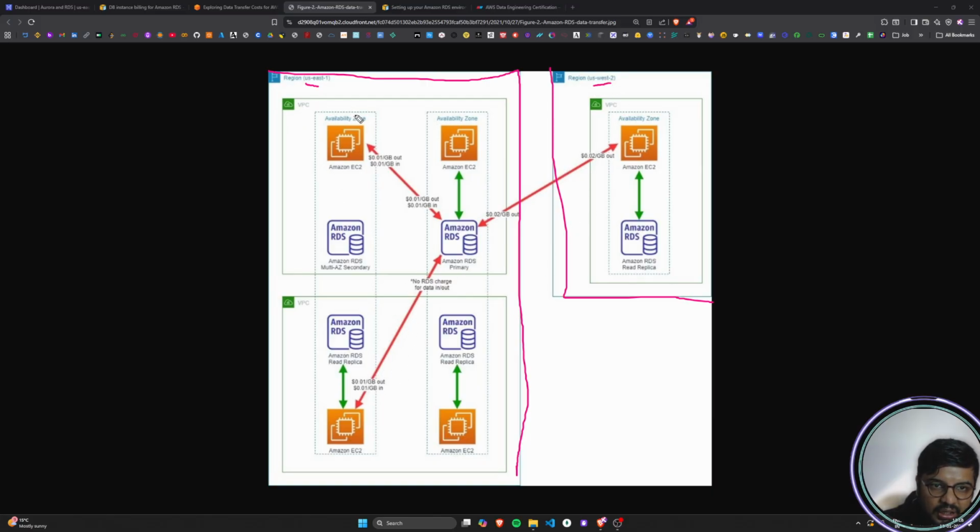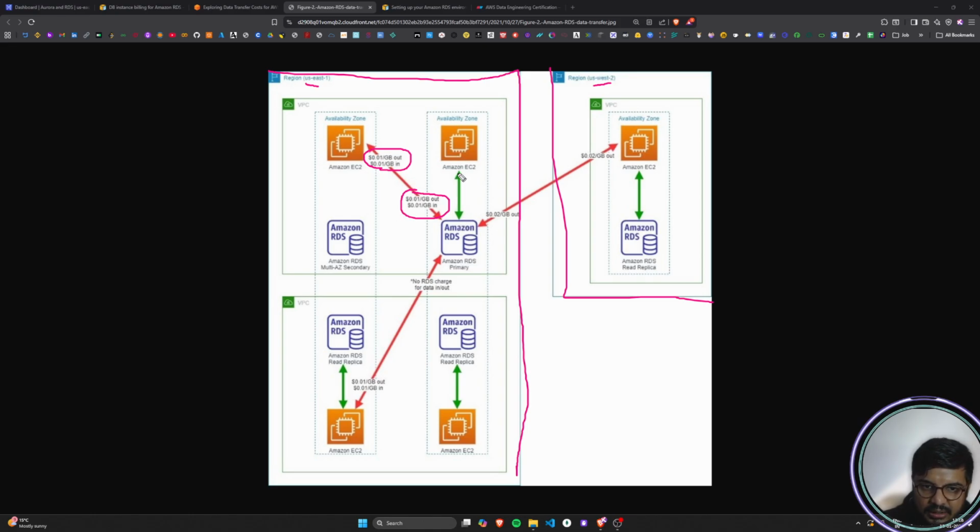Now we have this one single availability zone, and this is another availability zone. And here this is one VPC, this is another VPC, and this is the third VPC. Now, if we are transferring the data from one availability zone to another availability zone, we will be charged for both the inbound and outbound transfer.